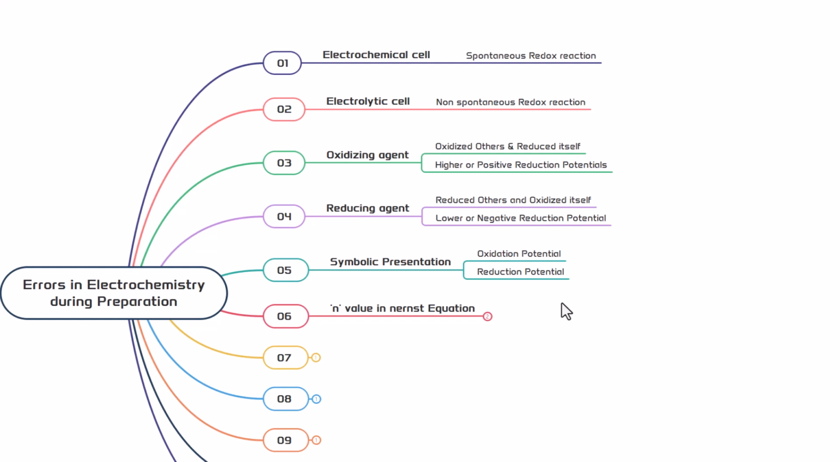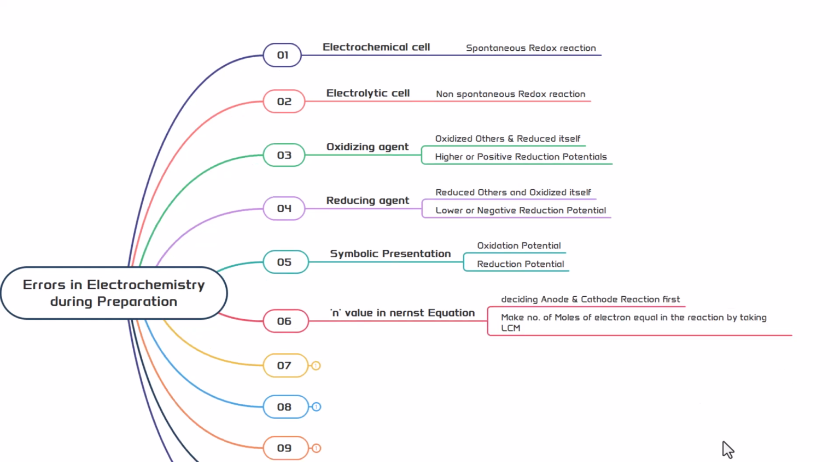N value in the Nernst equation, where N is actually the number of electrons involved in the redox reaction. Sometimes it's very easy to calculate N. We just write down the anode and cathode equations, and with their help we get the N value easily. But sometimes the number of electrons on the anode and on the cathode are different. So you first make the number of electrons equal in the anode and cathode equations, and in this way you get the correct N value. For that, you have to take the LCM, just as you did in the half reaction method when balancing redox reactions in the 11th standard.